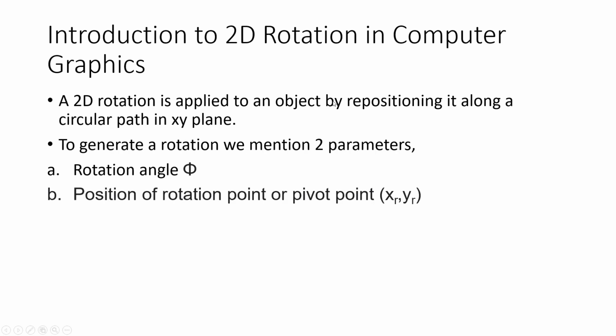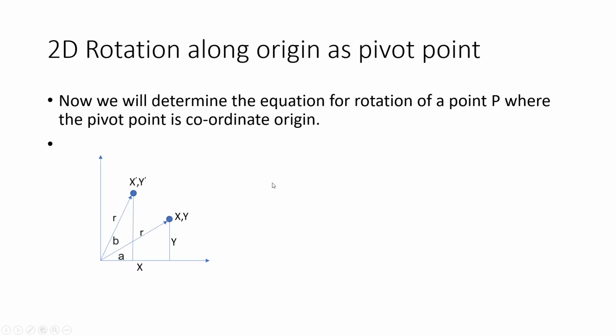A 2D rotation is applied to an object by repositioning it along a circular path in the XY plane. The key term here is the circular path. Now, to generate a rotation, we mention two parameters. First is the rotation angle, that is, the angle at which we want the object to be rotated, and the position of the rotation point or the pivot point. Today we'll be looking at the origin as a pivot point.